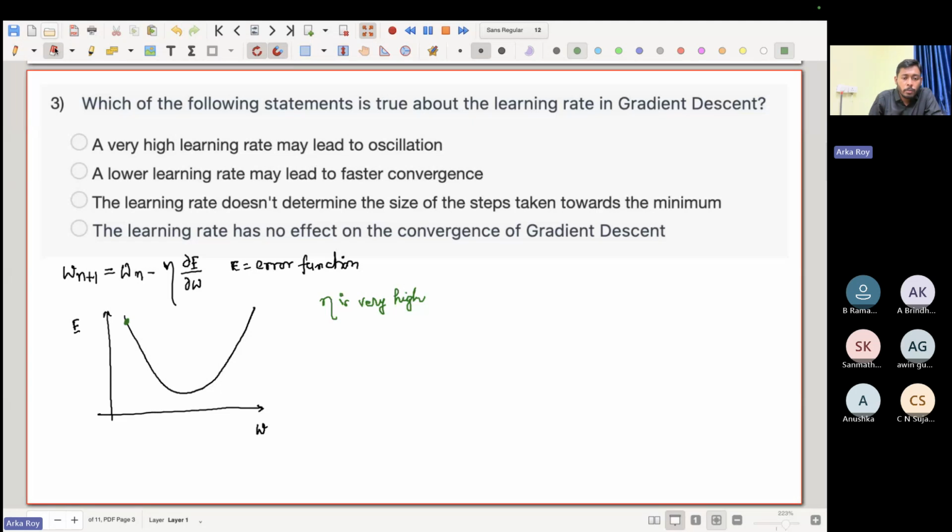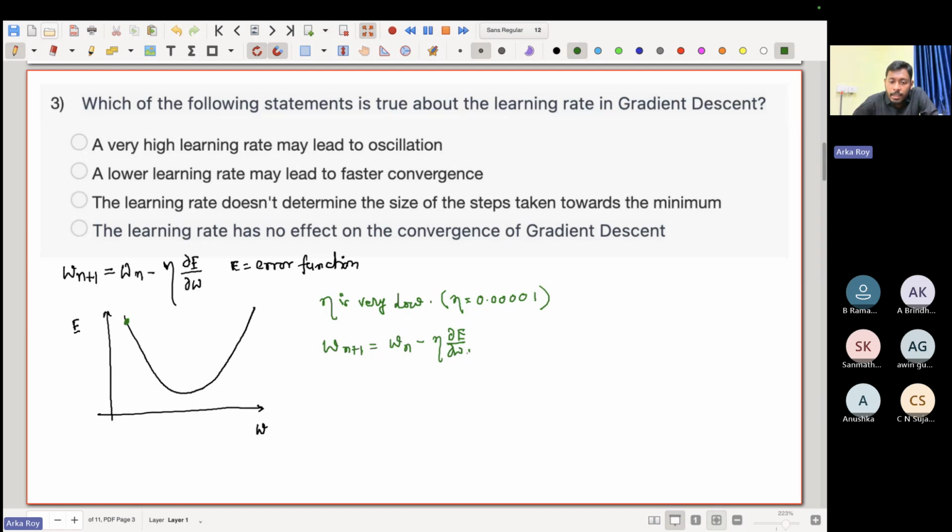Or let's say, we can start with eta value is very low, and then it will be easier to understand. So when your eta value is very low, let's say eta equals 0.00001. So Wn plus 1 is equal to Wn minus eta, which is a very small value, multiplied with the gradient of error with respect to the weight.